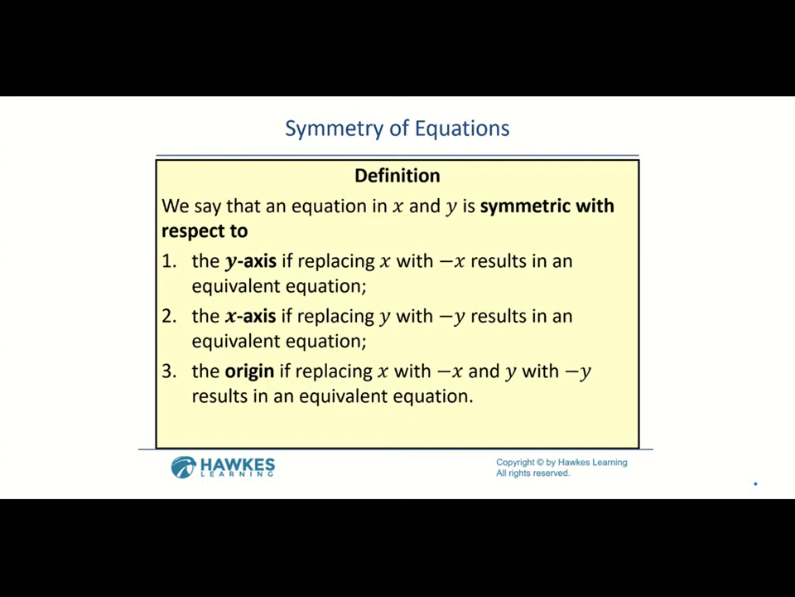We have equation symmetry for the y-axis if replacing x with the opposite of x results in an equivalent equation. Again, if x was 2 and then x was negative 2, you would get the same result when you plugged it into your equation. Equations are symmetric about the x-axis if you replace y with the opposite of y. So if I solve an equation and get 5, and then I solve another equation and get negative 5, it would be that same equation.